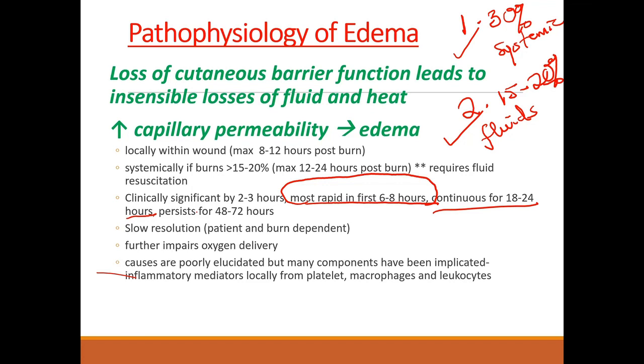Now, edema also causes reduced oxygen delivery to the surrounding tissue, okay? The causes are poorly elucidated, and many components have been implicated, okay? So the cause of this edema is not clear. But it is shown that the mediators released from the local tissue destruction are the agents that lead to edema.